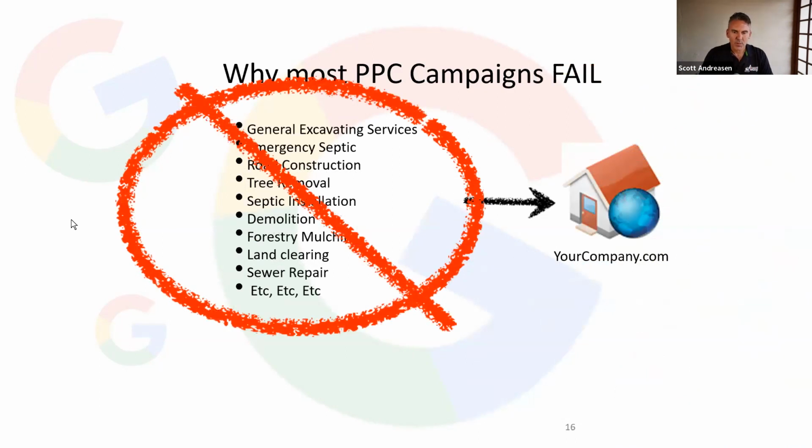So what this is showing, why most PPC campaigns fail, is here's a very common list of excavation company services, right? They'll have general excavating services. You'll have perhaps some emergency service for septic, road construction, tree removal, septic installs, demolition, forestry mulching, land clearing, sewer repair, etc. Okay. And then you'll just drive them to the website. And that just does not seem to work because they have too many options at that point and they end up picking none of them.